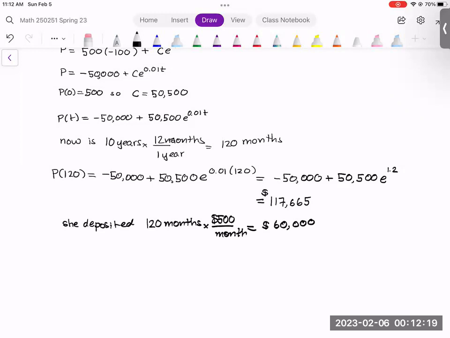And so her money has almost half of this money coming from that growth. Fabulous.